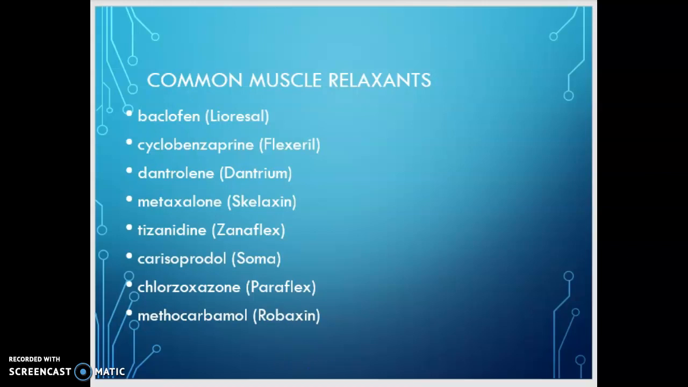Tizanidine's a little bit different from the others in that it is an agonist at the alpha-2 adrenergic receptor sites, and that's how it works. It has a stronger action on the polysynaptic reflexes, which involve several of those interneurons, those relay neurons, and they then decrease the stimulation of the muscle movement.